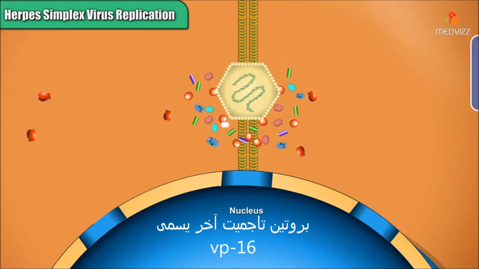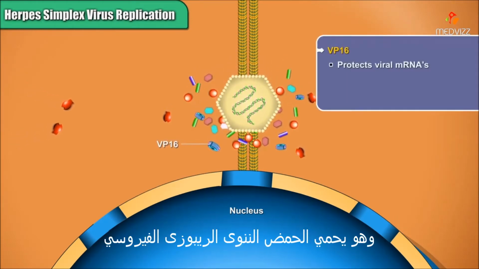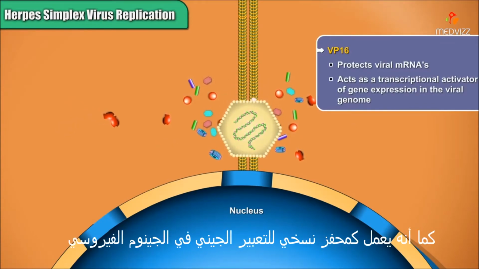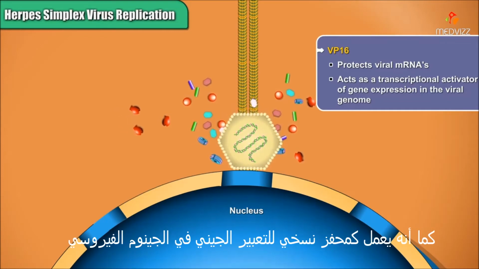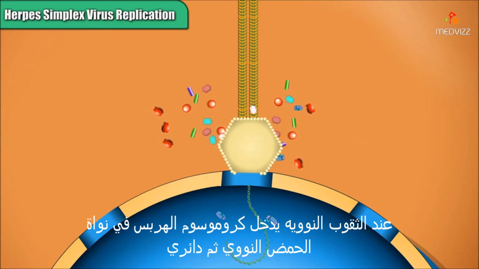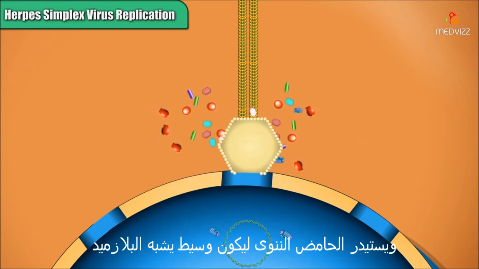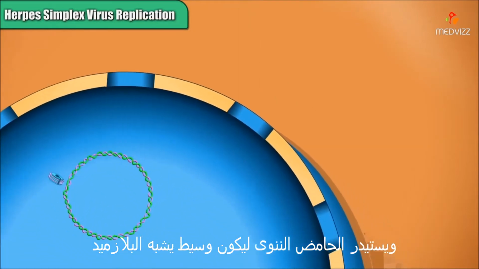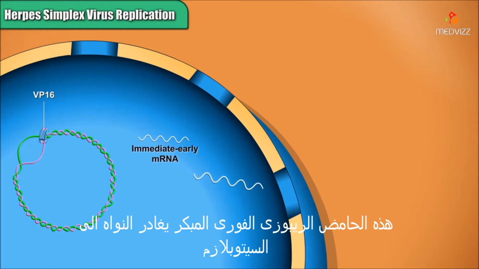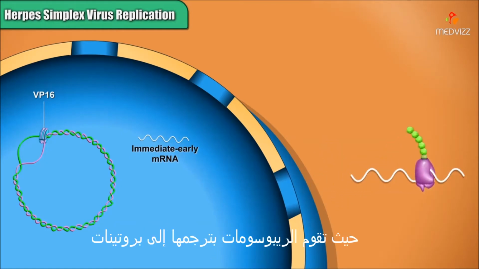Another tegument protein called VP16 ultimately protects viral mRNAs. It also acts as a transcriptional activator of gene expression in the viral genome. At a nuclear pore, the herpes chromosome enters the nucleus. The DNA then circularizes to form a plasmid-like intermediate. VP16 works in concert with host factors to activate a set of viral genes called immediate early genes. These immediate early mRNAs leave the nucleus for the cytoplasm, where ribosomes translate them into proteins.